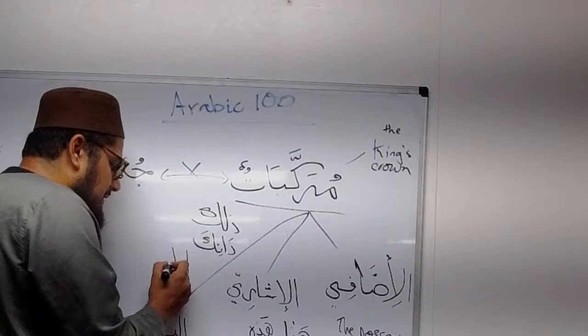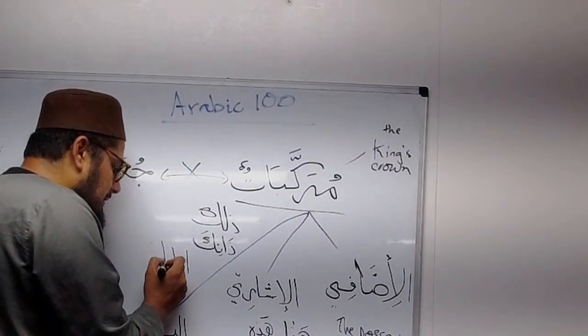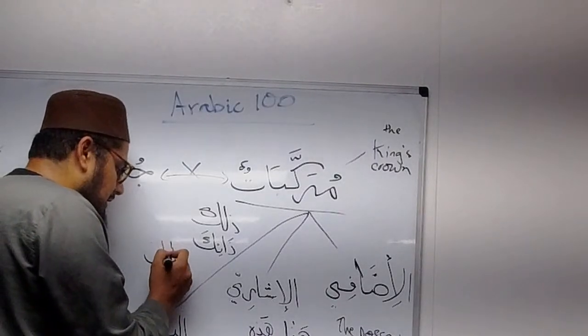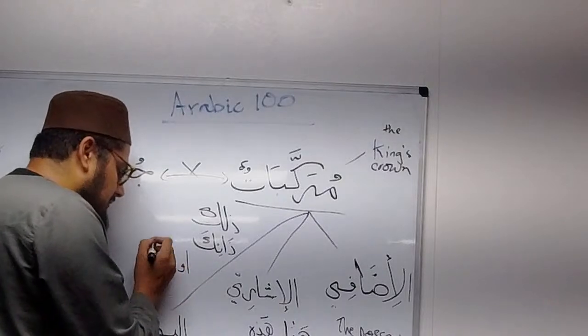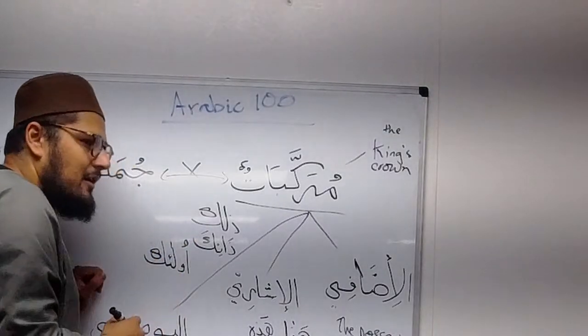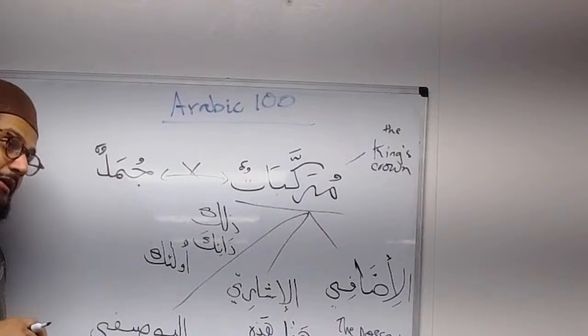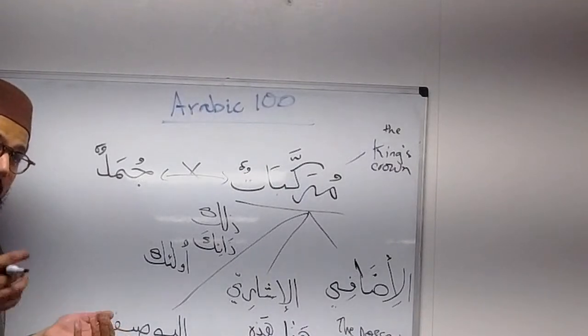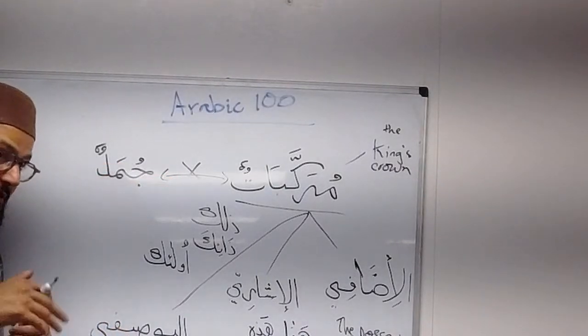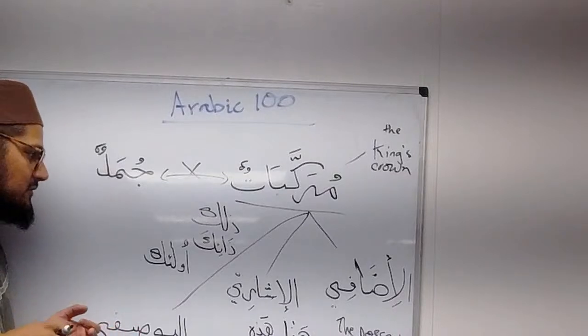Ulaika. Is that common in the Quran? Yes, it is. So ulaika is very common in the Quran, because Allah subhanahu wa ta'ala very often points out people, because He points out good people and bad people. Those people, those good people, those bad people, and so on and so forth.